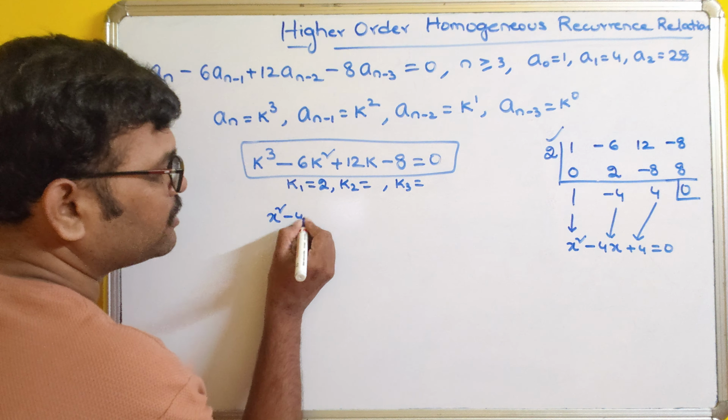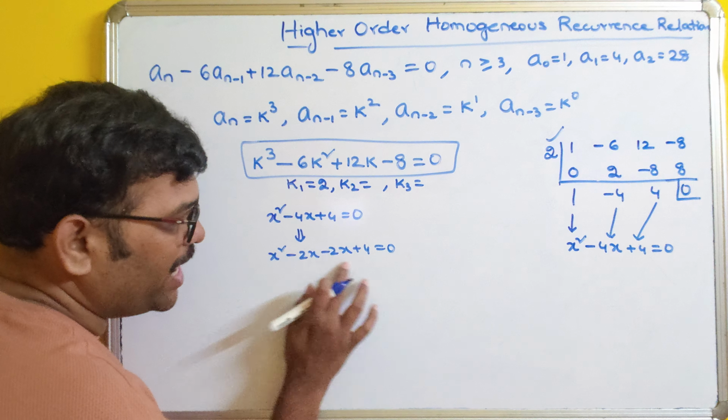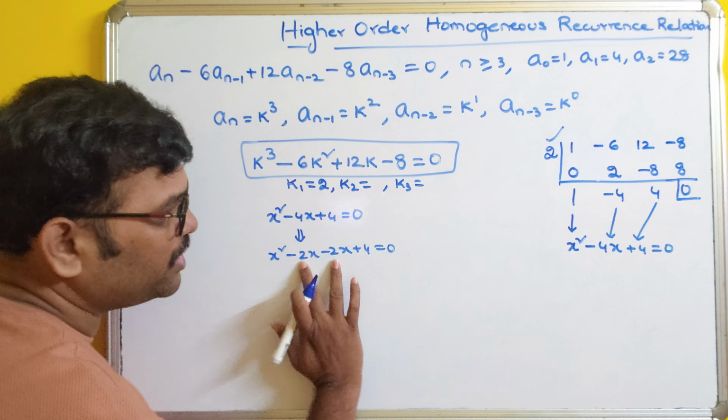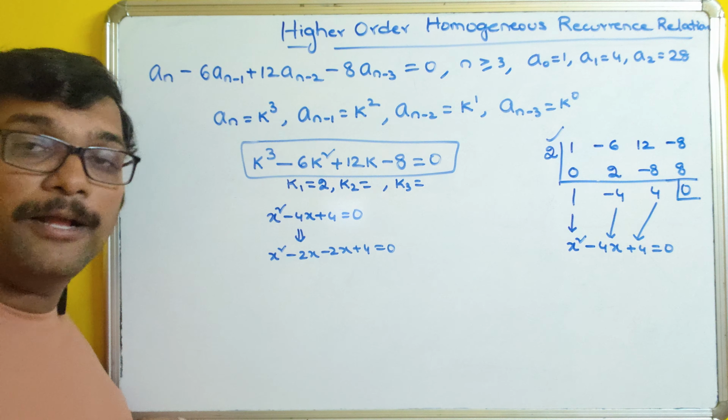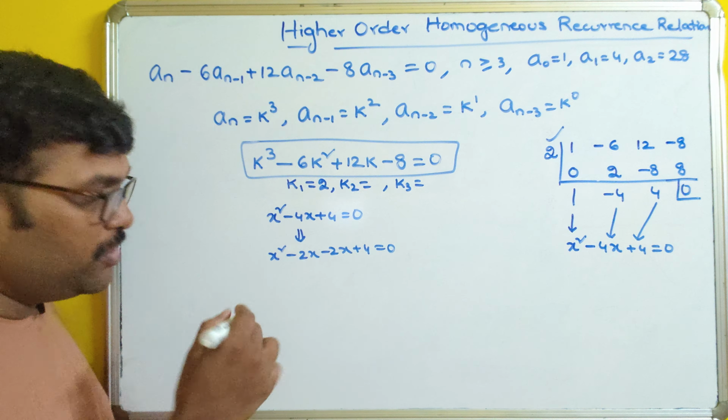So we can apply the formula directly, minus b plus or minus square root of b square, or else I'll factorize this x square minus 4x plus 4 equal to 0. After adding we will get minus 4, and if you multiply we will get 4. So take x as common, x minus 2, and minus 2 as common, x minus 2 is equal to 0. So x is equal to 2 and x is equal to 2. So obviously the two roots are k2 is equal to 2 and k3 is equal to 2.